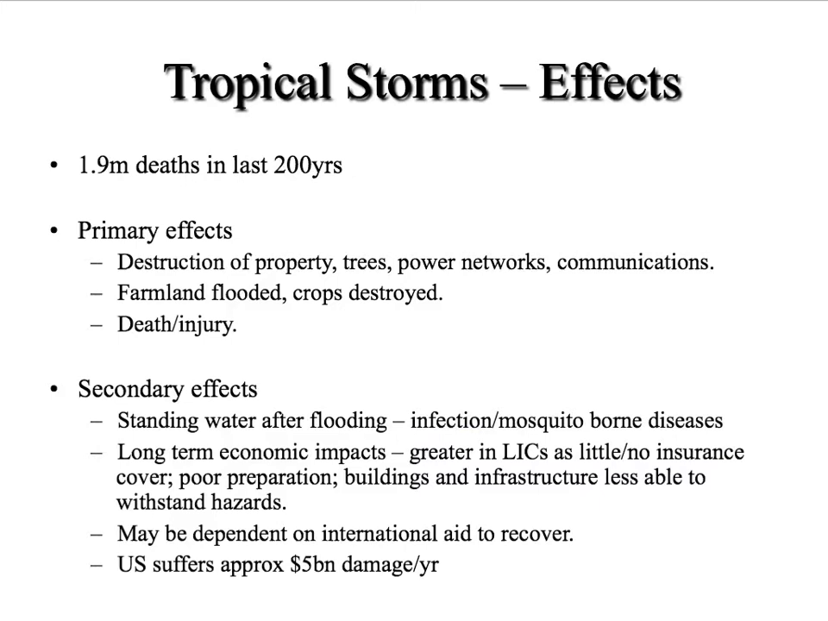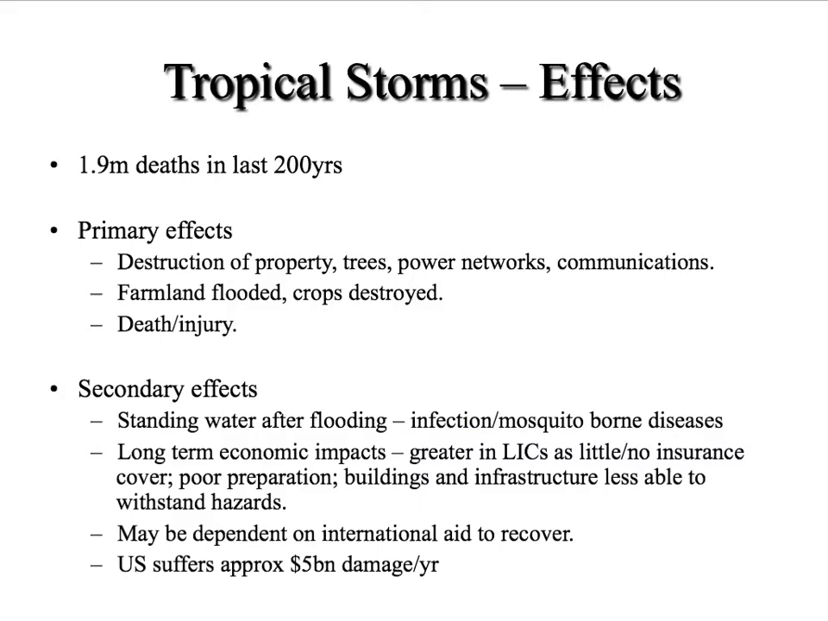Okay, so the effects. Well, hurricanes or tropical storms have caused about 1.9 million deaths over the last 200 years. So a significant number of deaths, certainly. The primary effects range from the destruction of property, trees, etc., infrastructure. Farmland can be both flooded by the rainfall and the destruction of crops, but also by storm surges. So we've got the introduction of salt water onto farmland, which can cause knock-on effects, and also the primary effects of death and injury caused by flying projectiles, collapsing buildings, and so on.